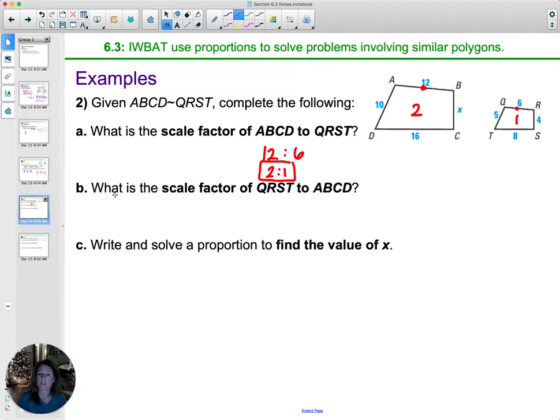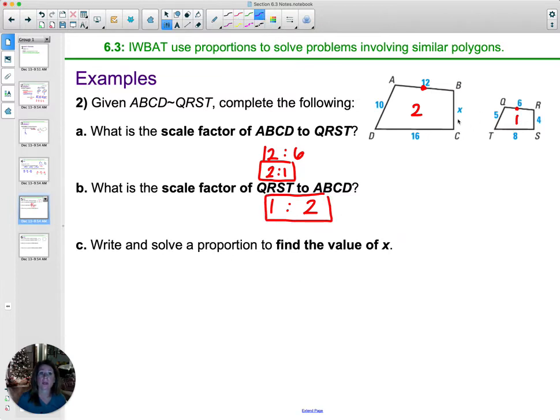So this one wants to know what is the scale factor of QRST to ABCD. So this one needs you to take something from the QRST shape first compared to ABCD. Well, we've already done it. We've already simplified it. That's why I wrote them in here. So now you can just flip it and do 1 to 2 as the scale factor.